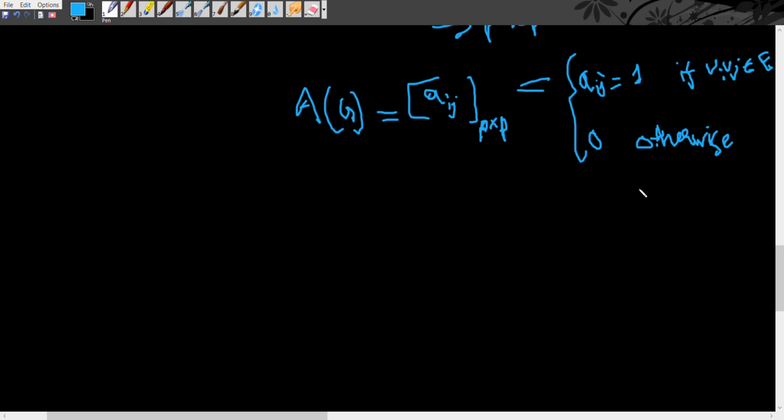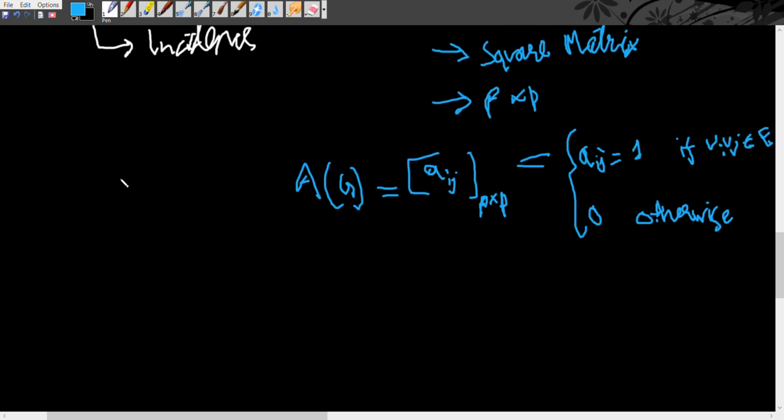I'll give an example regarding this. First, let me cover the incidence matrix. So your incidence matrix, this one.